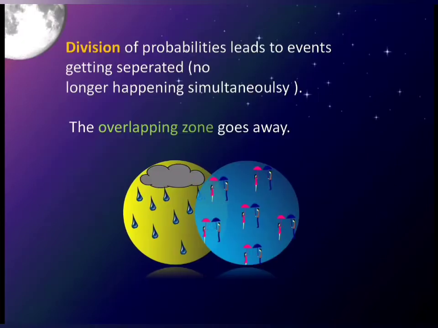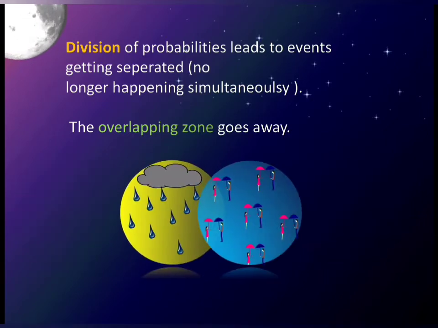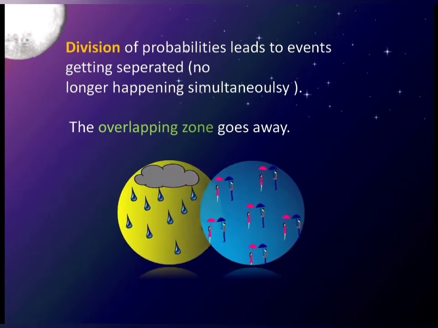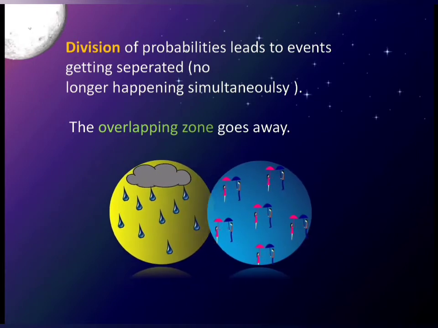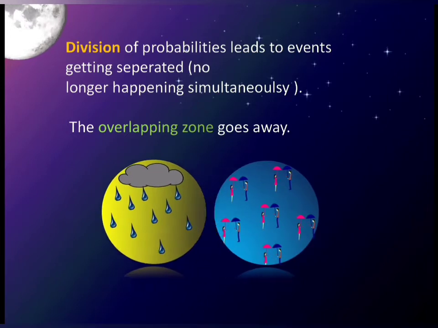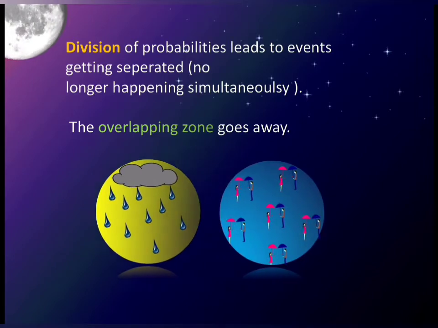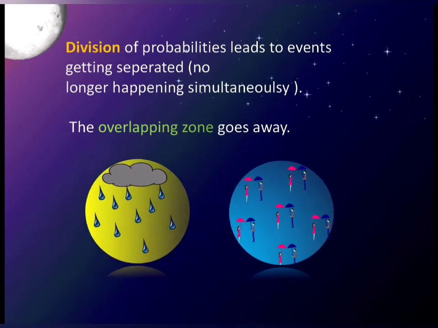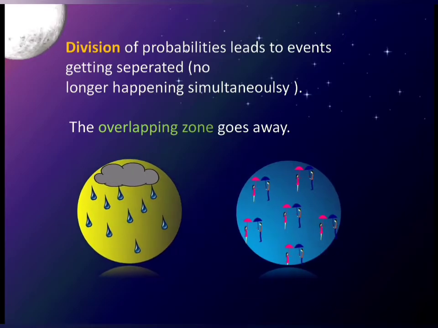Division of probabilities, on the other hand, means you are taking events separately, that is, making these events separate. Even if there is an overlapping zone, you are separating these events from each other, tearing them apart, such that now the overlapping zone either reduces or there is no overlapping zone altogether. If you've understood this much to a great extent, further on you will understand the formulas of conditional probability.